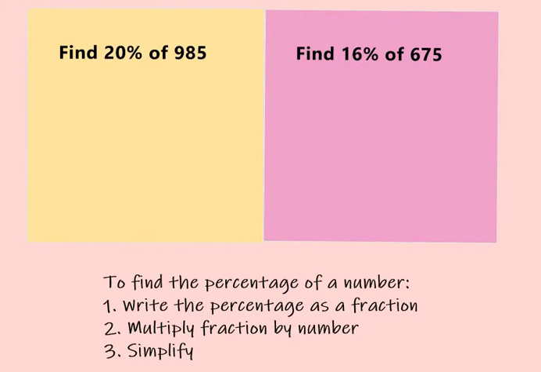So we're following the steps, writing the percentage as a fraction. So we write 20% as a fraction. And step 2, multiply the fraction by the number that we want to find the percentage of. In this case, it is 985. Step 3 is to simplify. So we're going to divide through by 10 first, because both the numerator and denominator end with 0. So 10 into 20 goes 2 times. 10 into 100 goes 10 times. We cannot divide through by 10 again because the numerator and denominator do not both end with 0, so they are not multiples of 10.